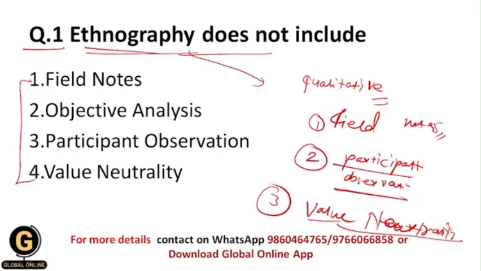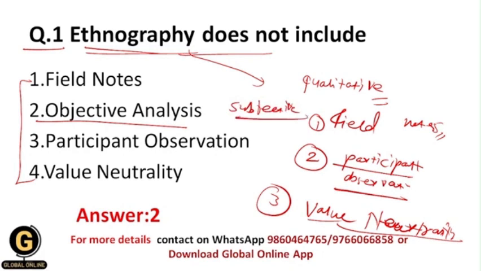That's why the correct answer to this question is the second, that is objective analysis, because there is nothing like objective analysis in ethnography. Basically here we do the subjective analysis, because over here we are going to study the behavior, quality, characteristic or nature of humans. That's why here there is only subjective analysis, not objective analysis, and the correct answer over here is 2.